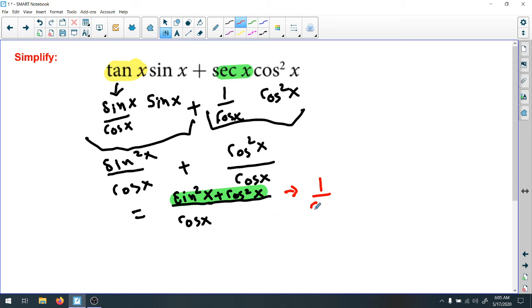Divided by cosine x. So the result of that will be 1 over cosine x, and 1 over cosine x is what? Secant x. This is the final solution. So we simplify all of that to be only secant x.